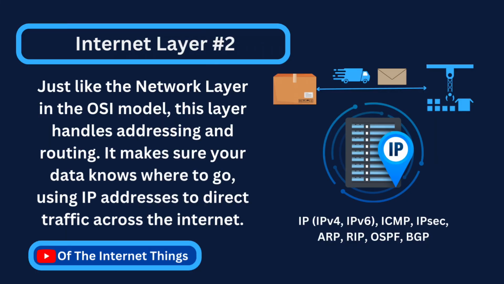2. Internet Layer. This is where the IP address magic happens. The Internet layer handles the addressing and routing of your data so it can travel across networks. Example, every time you visit a website, the Internet layer uses IP addresses to route your data, just like sending a letter across the globe.